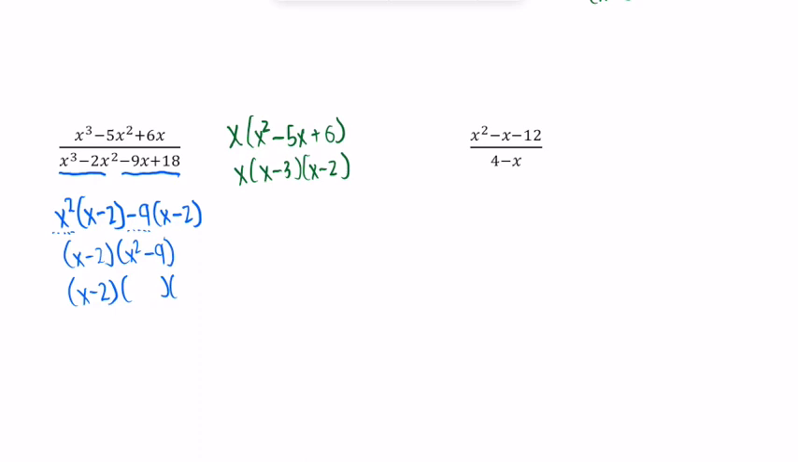X squared minus 9 we can factor as a difference of squares. We put x at the beginning of each group. The square root of 9 is 3. That goes at the end of each group. We put a plus in one group and a minus in the other.